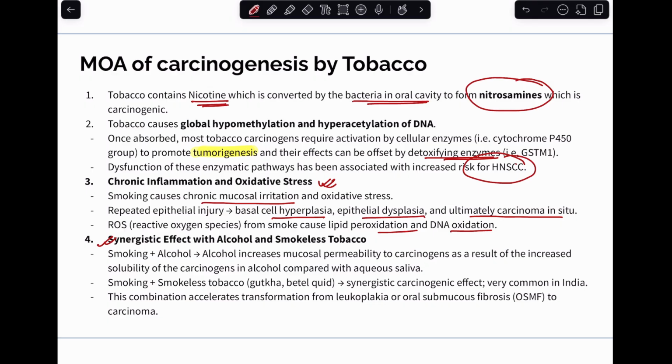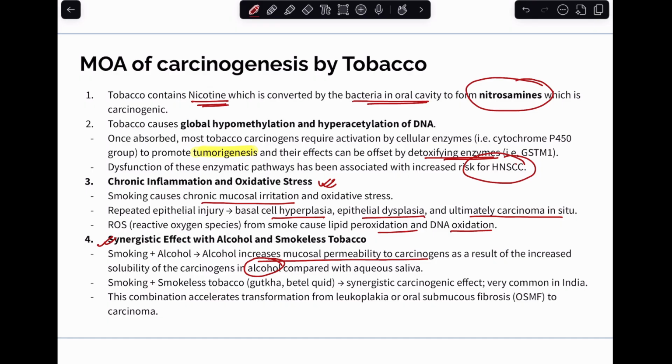What alcohol does is it increases the mucosal permeability to the carcinogens of tobacco, and this is because of the increased solubility of these carcinogens in alcohol compared to our normal aqueous saliva. So basically, alcohol is increasing the mucosal permeability of all the carcinogens that are present in tobacco.